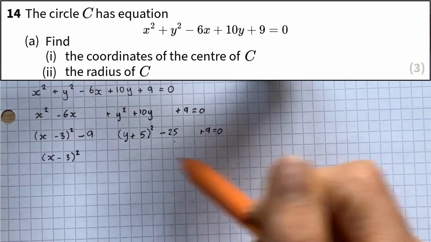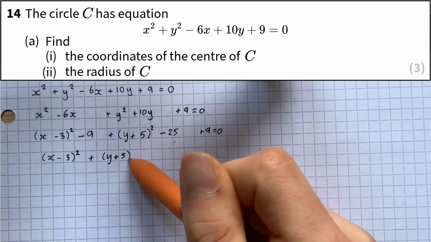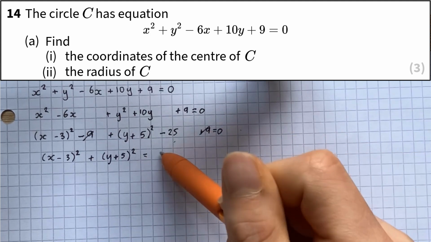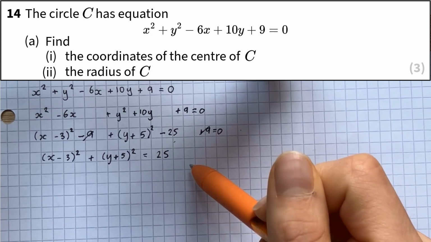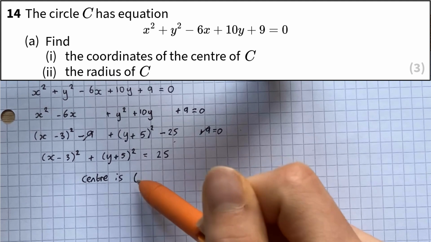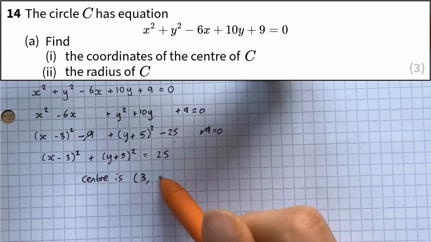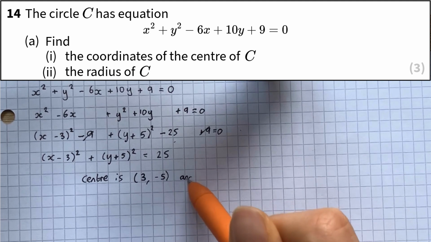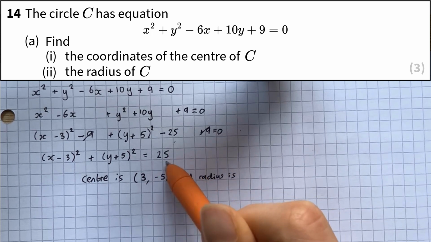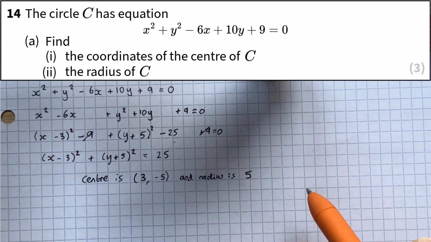So I'm going to take the x bracket, I'm going to take the y bracket, put them next to each other. I'm looking at the numbers, the 9 and minus 9 disappear, and this 25 jumps to the other hand side. So from this, you should be able to read off the answer. Remember, the center is always the opposite of the numbers next to x and next to y. So the opposite of minus 3 is 3, and the negative of 5 is minus 5. So the center is (3, minus 5). And in the general equation for a circle, r squared is here at the end. So the radius isn't 25, but it's the square root of that. So the radius is 5.